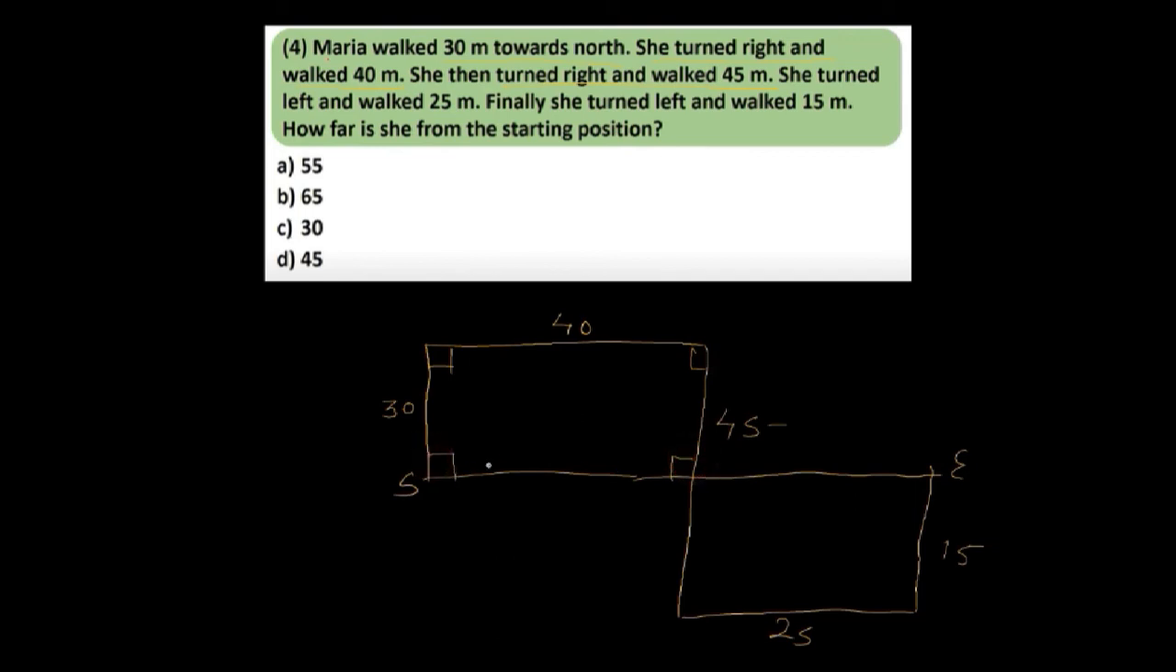So this is 40. This particular distance becomes 40. And this particular side also, this is 15, and this is 25. So this also is a rectangle with all right angles. So the distance is 40 plus 25, that is 65. So B is our correct answer. So let's move to the next problem.